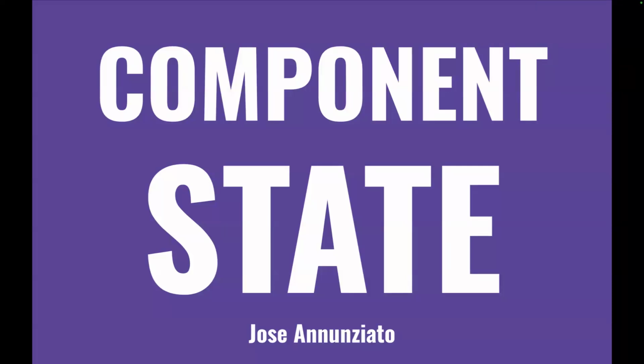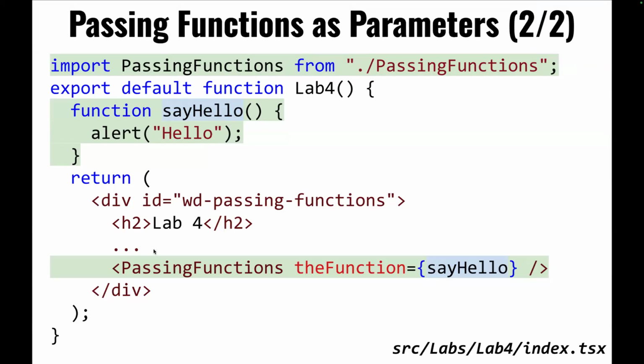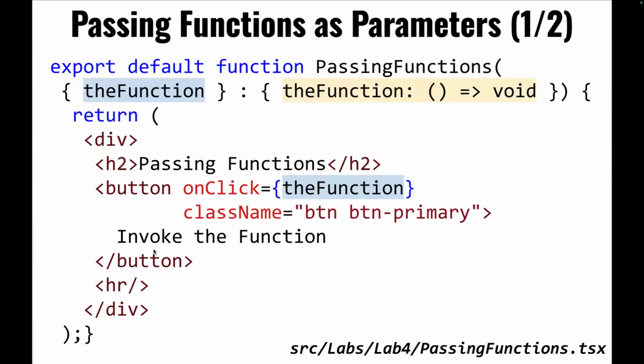Hi, Professor. I have a question. So previously, the function was taking a parameter of type function whose return is void. I'm just wondering, how can it take a function whose return is not void?